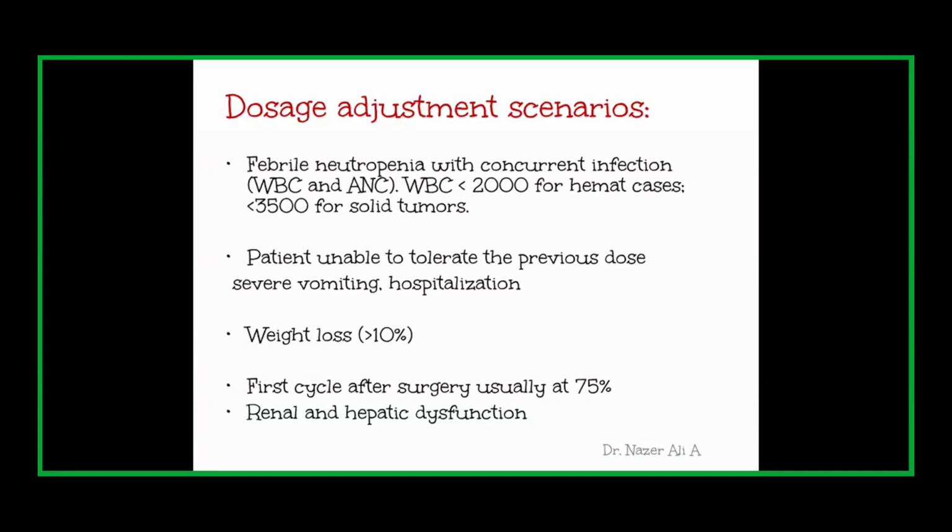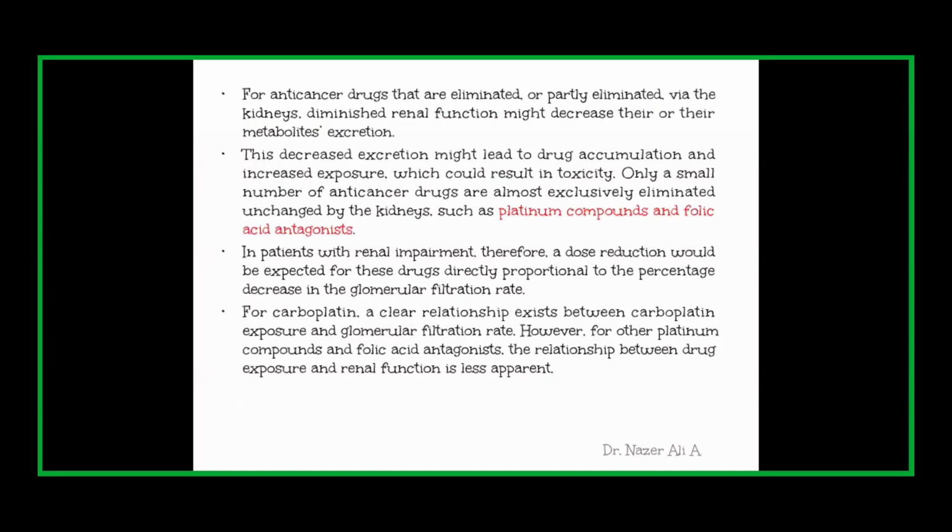Post surgery, the first cycle will be at 75 percent dose because after the surgery the patient will be weak, immunologically weak. The patient will not be able to tolerate it. So usually at that time they adjust the dose for the first cycle. Subsequent cycles they will give the normal dose. And the other dose adjustment scenario is in the presence of renal impairment or hepatic impairment.